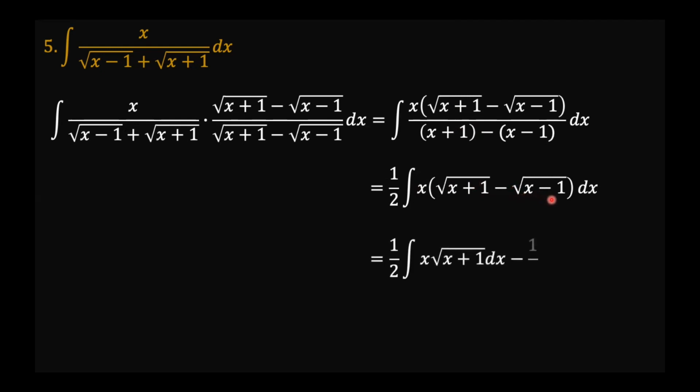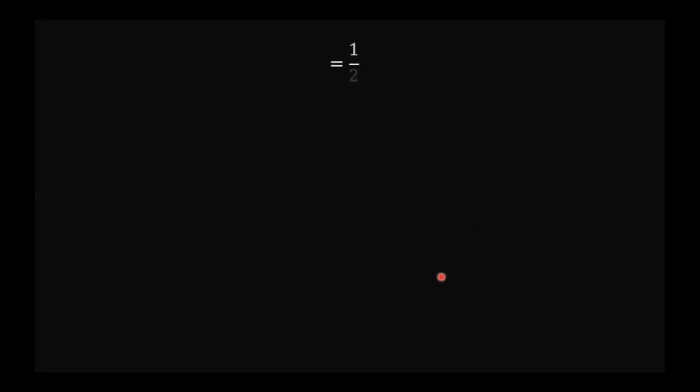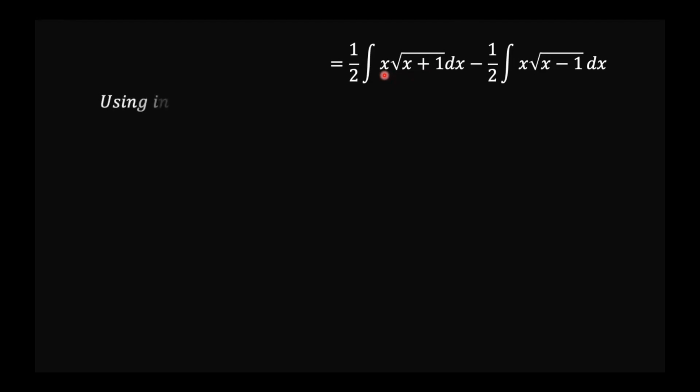We can now separate this into two separate integrals, and we can simplify that as follows. We would consider this as a product of two functions, and if we use integration by parts, one of them would be considered to be u, and the other one would be considered to be dv.